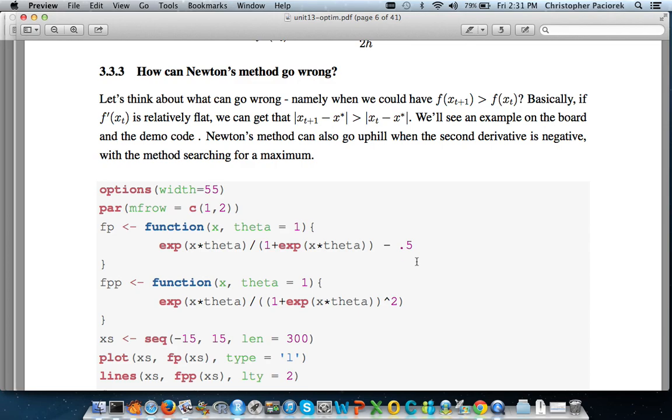So that's an illustration of the importance of choosing your starting point as well, and not getting into the domain of attraction of another minimum, or in this case, a maximum. Okay, so that's one example of what can go wrong. Did anybody else come up with any other thoughts as to what can go wrong?